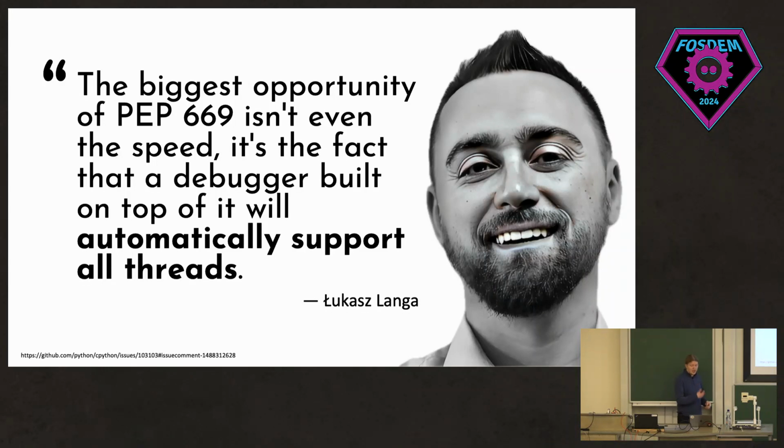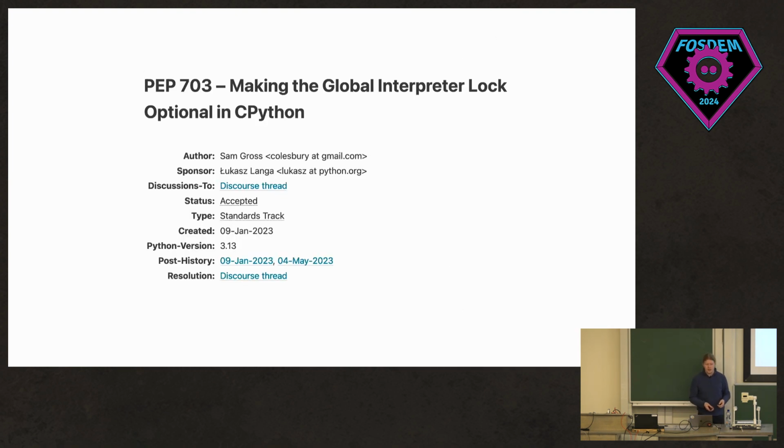And Lukas Langer wrote in a PR discussion, the biggest opportunity of PEP 669 isn't even the speed, it's the fact that the debugger built on top of it will automatically support all threads and supports threads properly. And with the incoming changes with PEP 703, with making the global interpreter lock optional in CPython, it will get far more important, because then we will probably see multi-threading Python applications, and then the old approach is just not usable anymore.